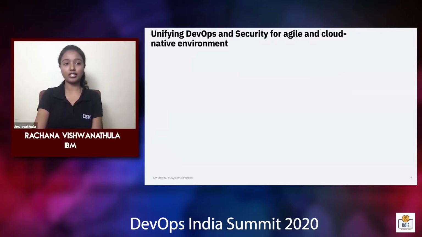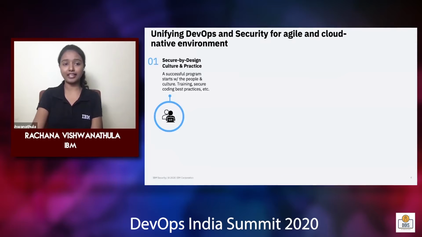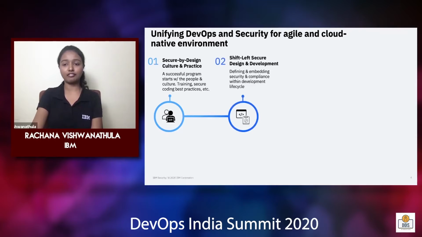So these are some of the DevOps and security best practices for agile and cloud native environments that have been noted in recent years. Security by design, culture, and practice. A successful application security program starts with the people culture that leads to secure and best coding practices. Then we have shift left security and development. This is a practice that defines and embeds security and compliance within the SDLC cycle.